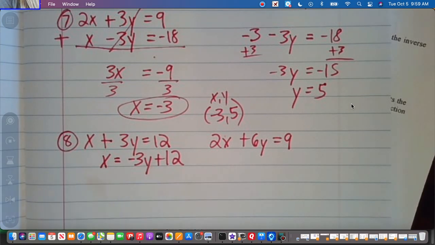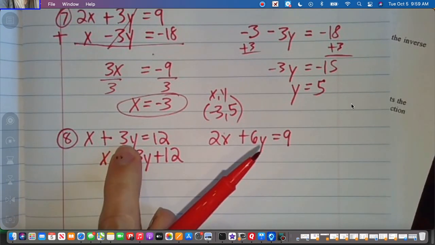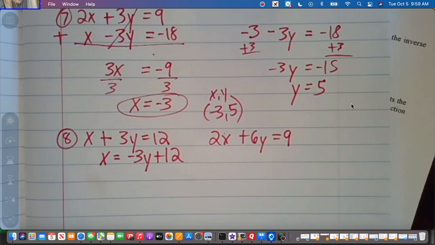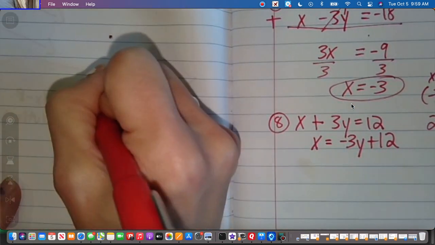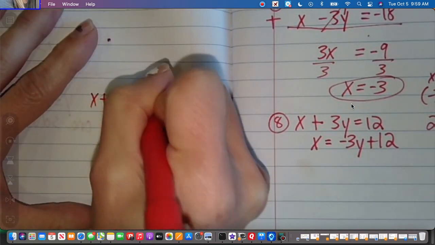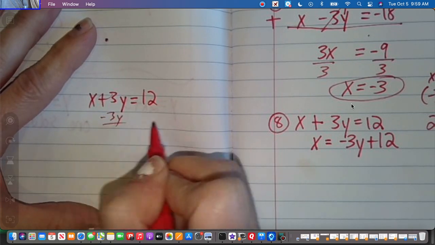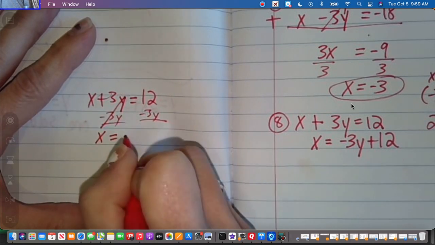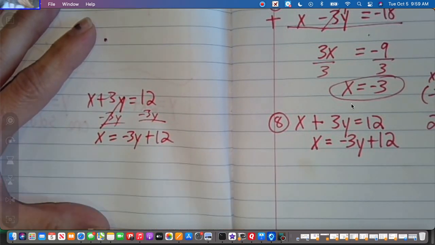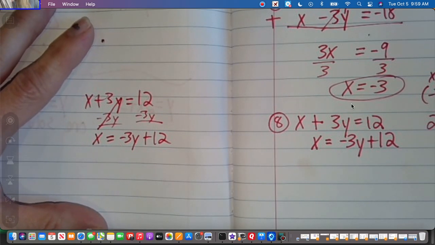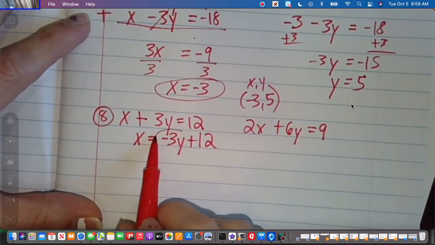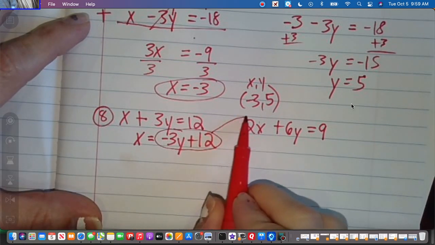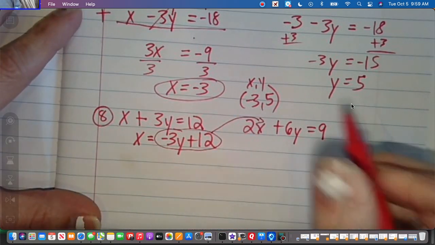I subtracted 3y, so it becomes negative. Do y'all need me to write it out? Okay, watch. I had x plus 3y equals 12. I subtract the 3y from both sides. That's what I didn't write out. So I get x equals negative 3y plus 12. I just moved it over. Now I'm going to take this and plug it in for my x.